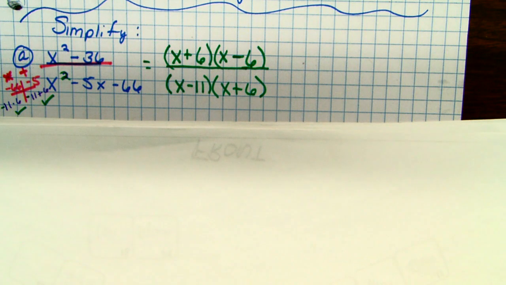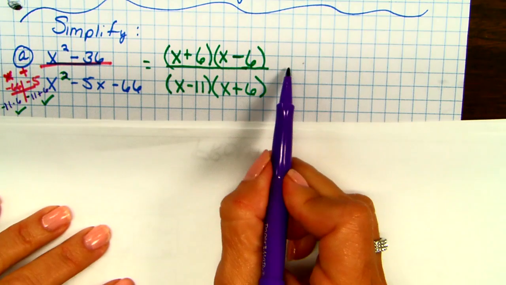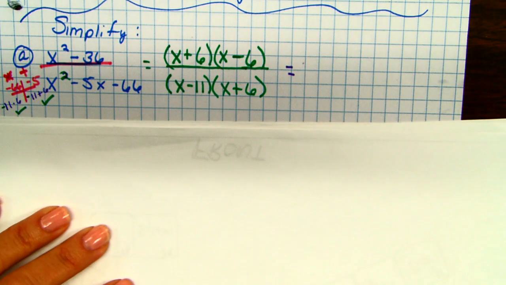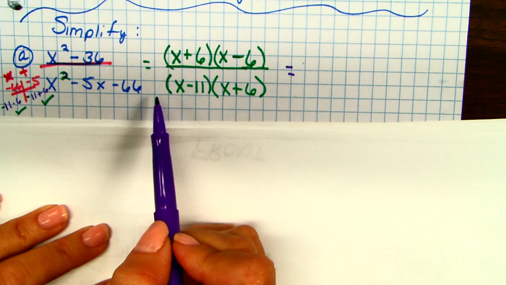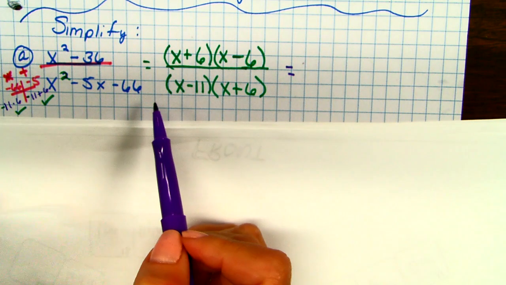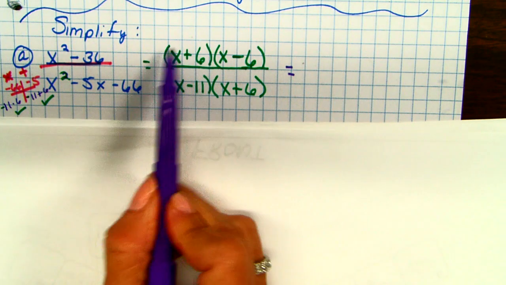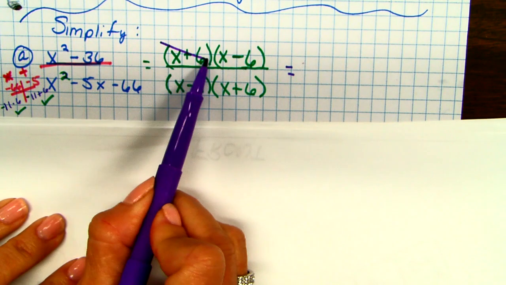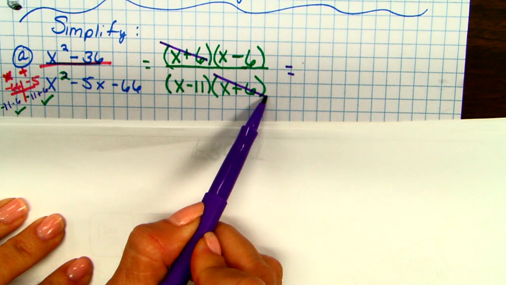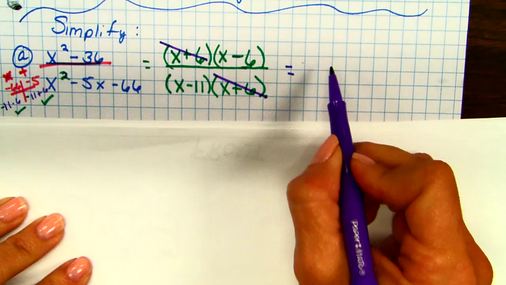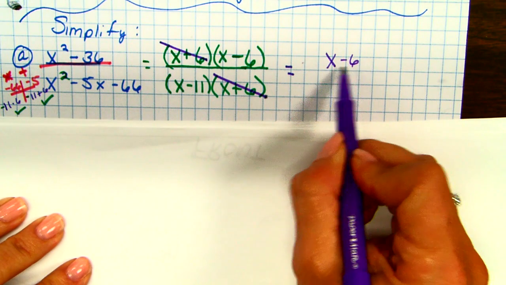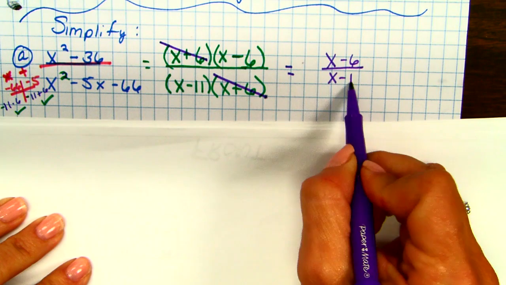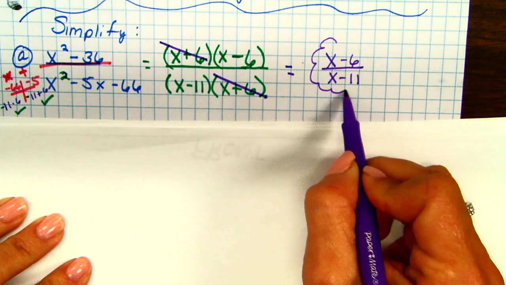What should happen now, because I'm not going to give you any that are to trick you or anything like that, that's not my deal, is you should be able to cancel identical twins. When I say identical twins, I mean identical. All the numbers, letters, and signs are the same. So hopefully you see that this x plus 6 and this x plus 6 cancel. And all that's left is x minus 6 over x minus 11. And that is your final answer.